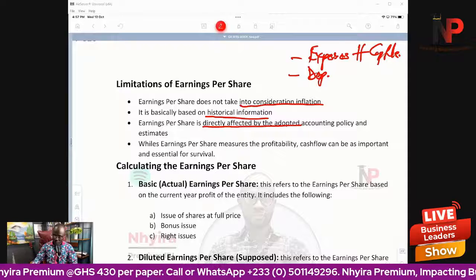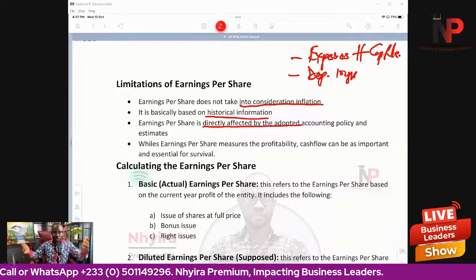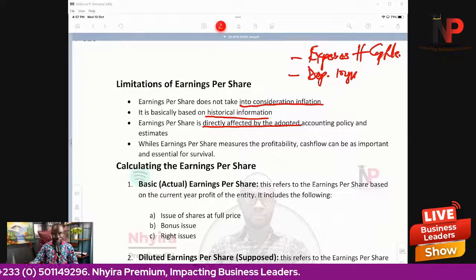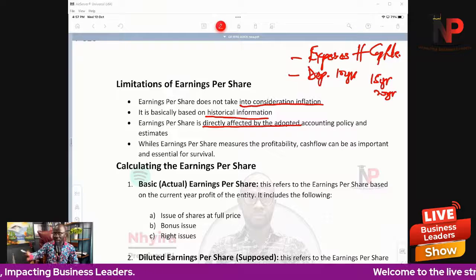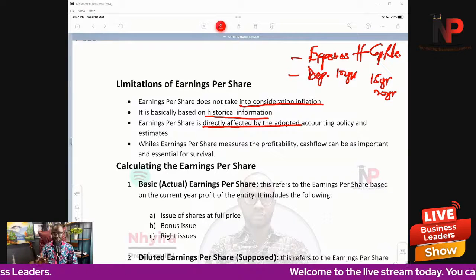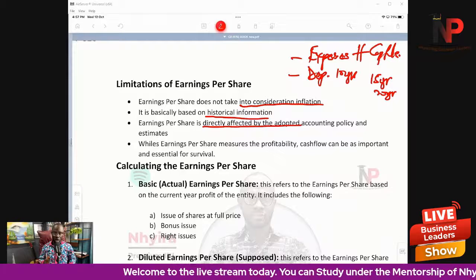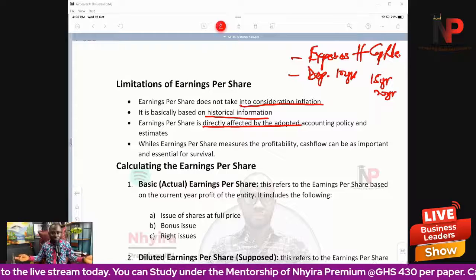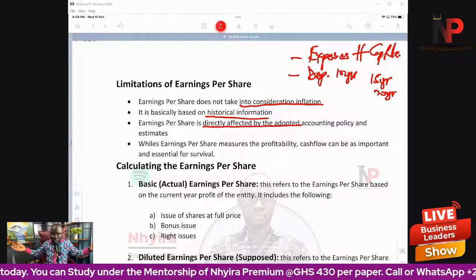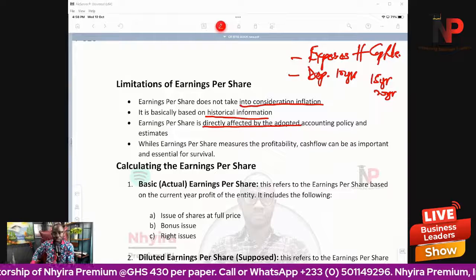Maybe depreciation: the asset is supposed to be used for 10 years, but if management wants to manipulate that information, they could increase the estimated useful life to say 15 years or maybe 20 years. When that happens, less depreciation is charged every year, and the earnings per share figure is likely to go up at the end of the day. So it's likely to be manipulated by management because of the accounting policies and estimates that they are using.